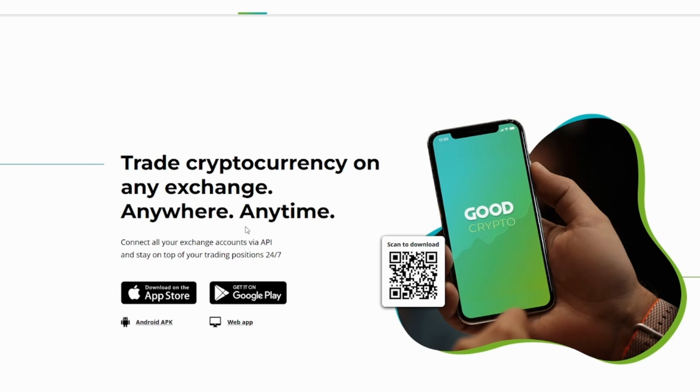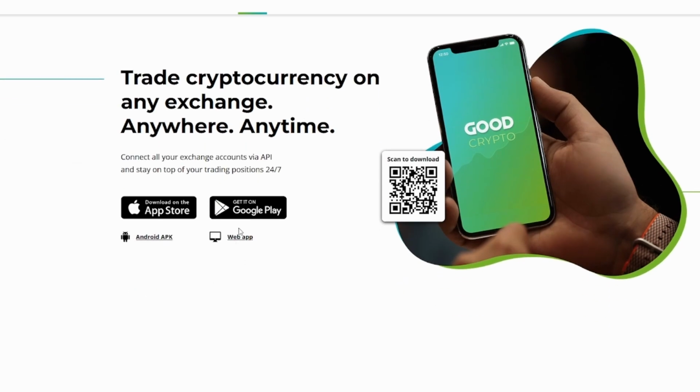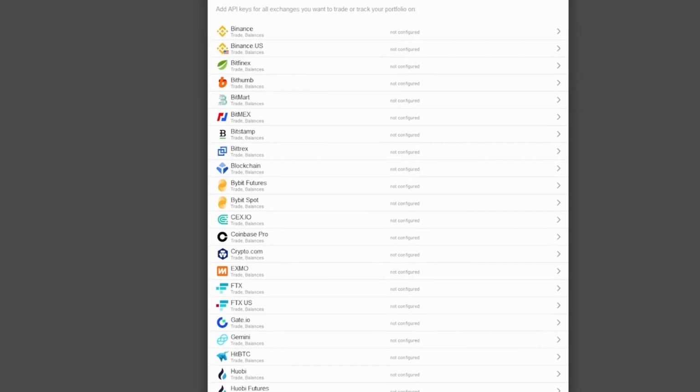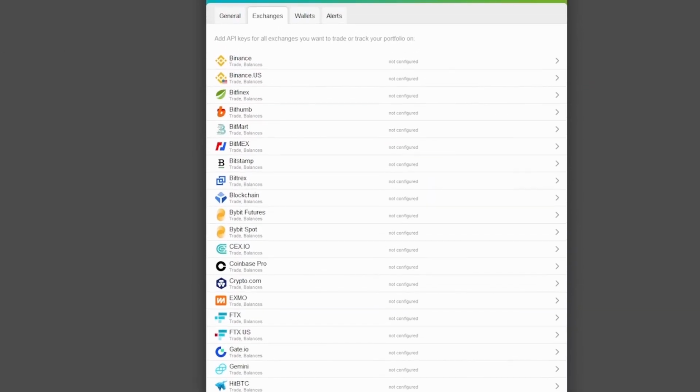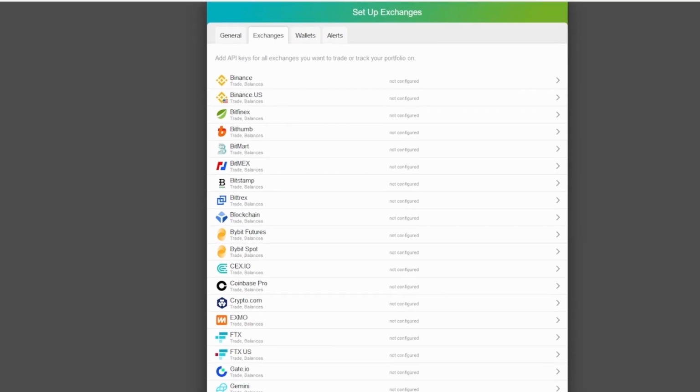There's actually an app on your phone that you can download on the Google Play Store or the App Store on your Apple device, but you can also do an Android APK. And how I'm going to show you today is going to be the web app. You can actually see what I'm looking at. Let me zoom up just a little bit so you guys can see what I'm looking at.